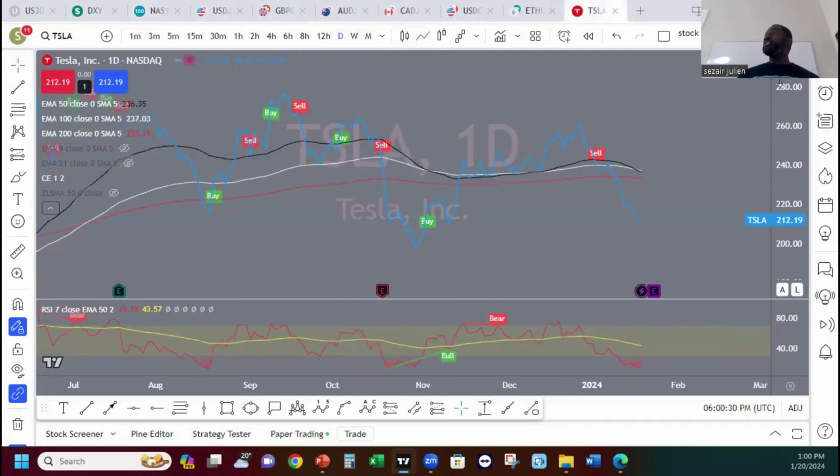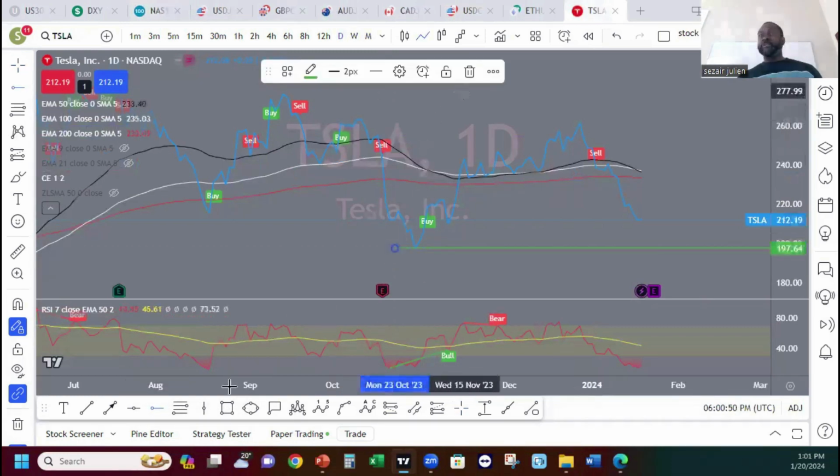If we go on the right hand side, the right hand side is the price. This is the vertical line, the y-axis, which includes prices. This is all the prices, as you can see, for Tesla. Let's look at from here to here.